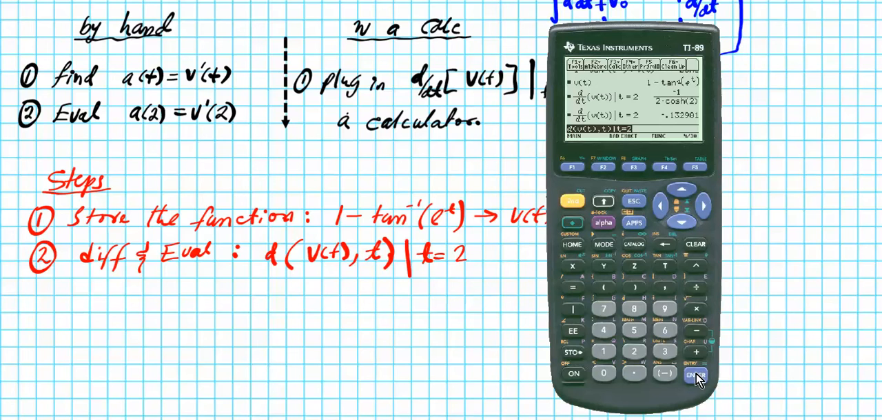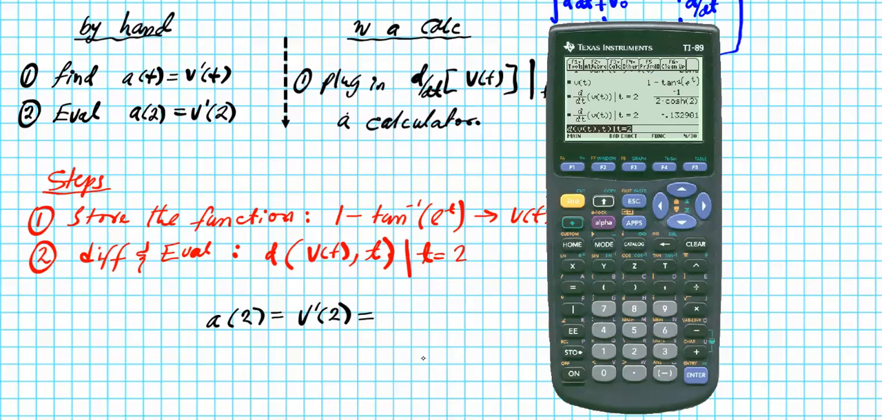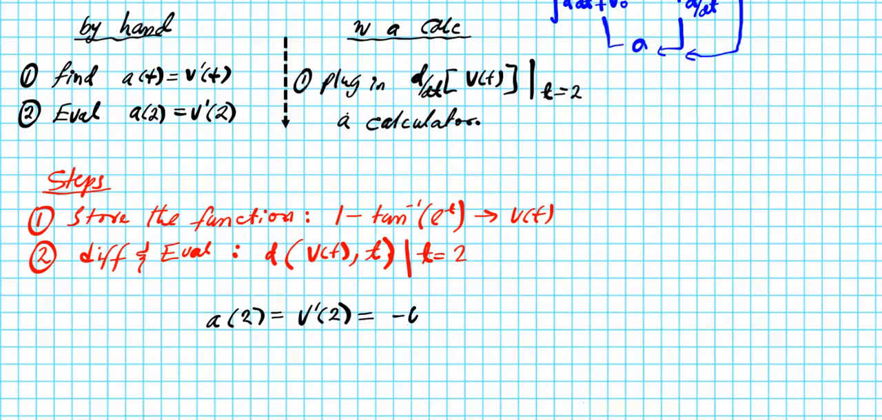Negative 0.1329. All right, so let's write that down. Our acceleration at time t equals 2, a of 2, which is equal to v prime of 2, is negative 0.1329. So what's the scoring guidelines for this one? This is a 1-point problem. Just computing this will earn you exactly 1 point.